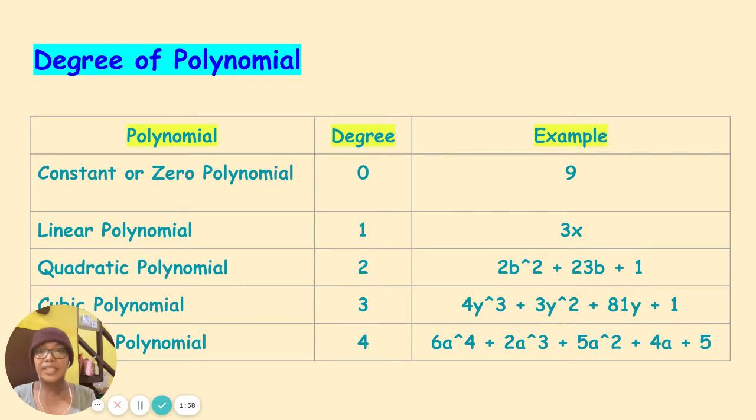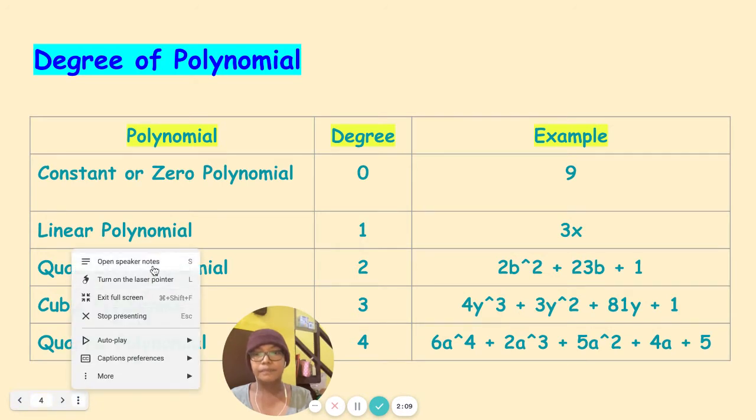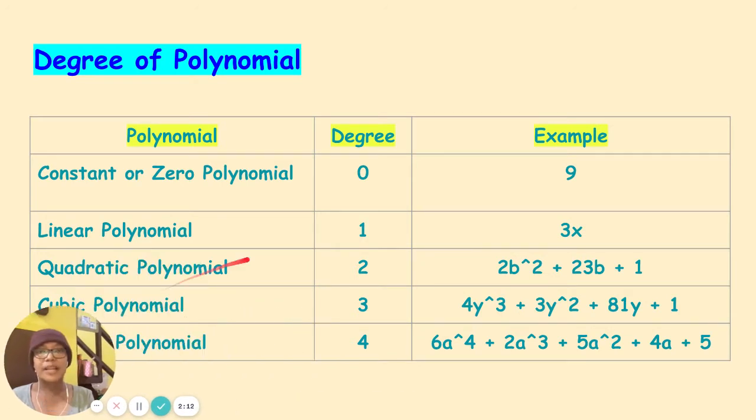How will you determine the degree of your polynomial or your terms? So constant or zero polynomial if there is no letter. Okay? So for example, 9. So it has no letter beside it or no literal coefficient, therefore the degree is 0. So how about linear polynomial? So 3x. So the exponent of x is 1, therefore your degree is 1.